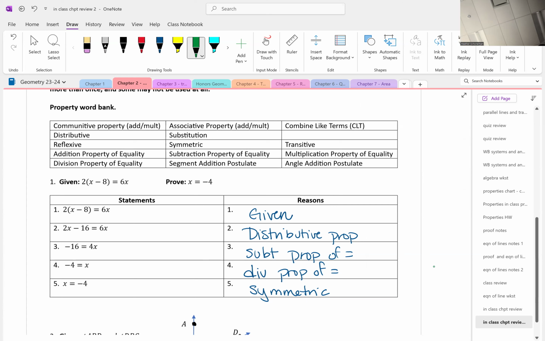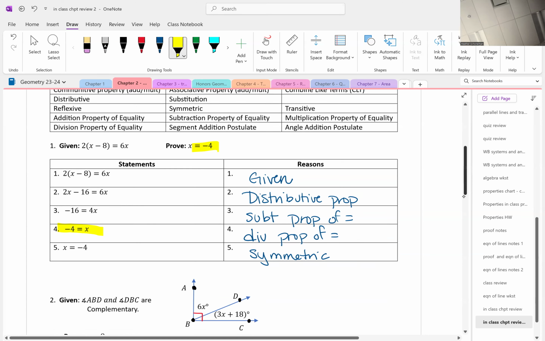So from step 1 to step 2, they distributed. And so that's why reason 2 is the distributive property. From step 2 to step 3, they subtracted 2 from both sides. So reason 3 is the subtraction property of equality. From 3 to 4, they added, I totally misread that. From 3 to 4, excuse me, they divided both sides by 4, which is the division property of equality. But then our final statement, the proof has to be an exact match, and that is not an exact match. So to flip it, we do the symmetric property.